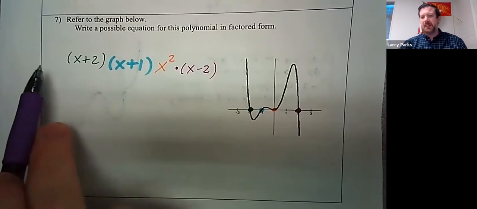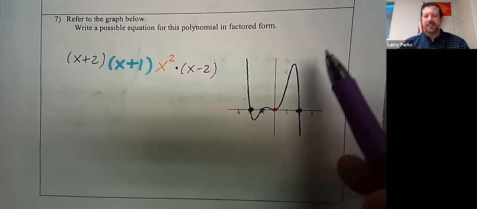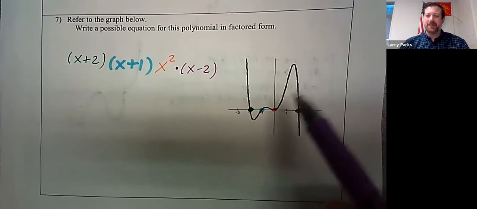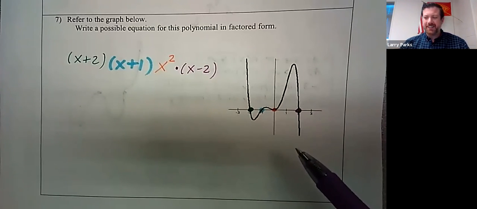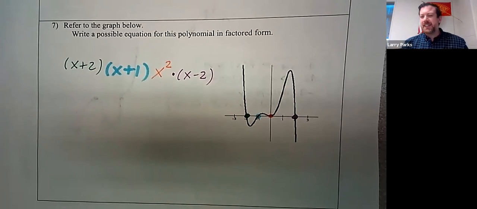Now, if you multiply all positives together, positive, positive, positive, positive, you get positive. So this is going to go up on the right. We don't want it to go up on the right. We want it to go down on the right. So that's why I'm going to need to put a negative out there. But let's say you didn't realize that.